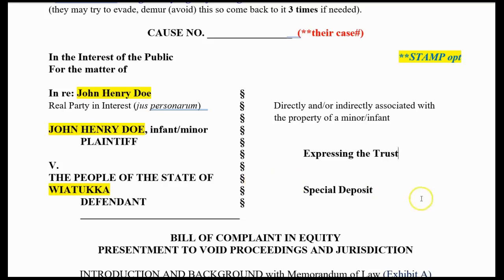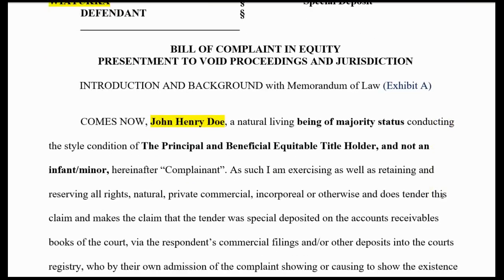Okay? And so, expressing the trust. This bill of a complaint in equity presented to void proceedings and jurisdiction. Isn't that what you want them to do? There you go. Introduction and background, with a memorandum of law. That is a separate document. It's just going to be attached to this document when you download it. Comes now John Henry Doe. That would be your natural full uppercase lowercase name, a natural living being of majority status, conducting the style condition of the principal and beneficial equitable title holder. That's more or less what you set up above, and not an infant minor, hereinafter complainant.